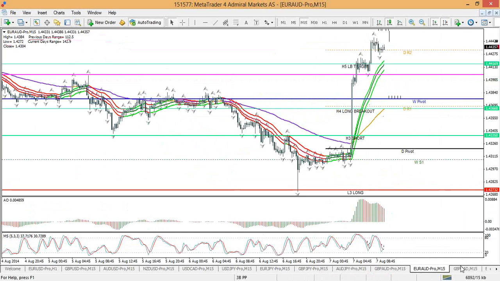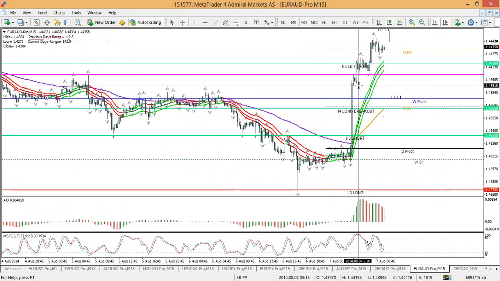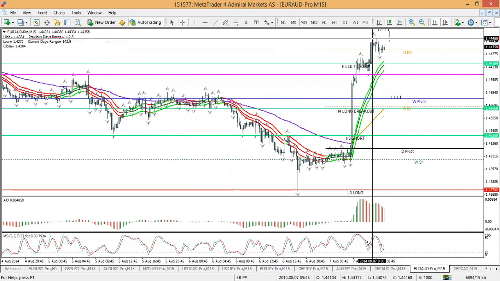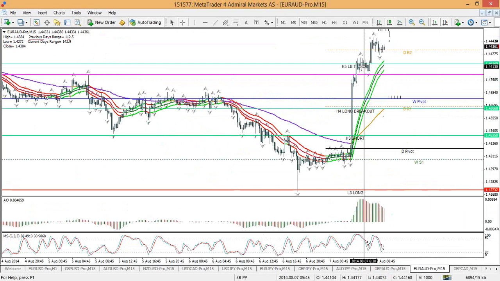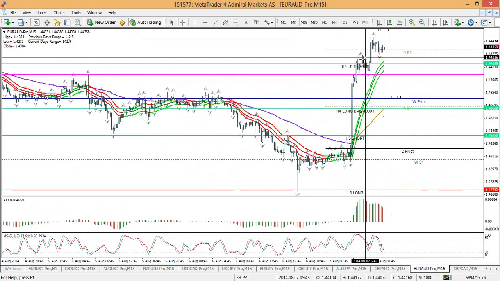EuroCAD, let's take a look. All these Aussies, of course, are moving up, and anyone who even traded it after the news, for instance, taking it somewhere in here, still got some 30 pips follow through after the news, which is not too bad. Anyone who traded the Aussie there after the news.